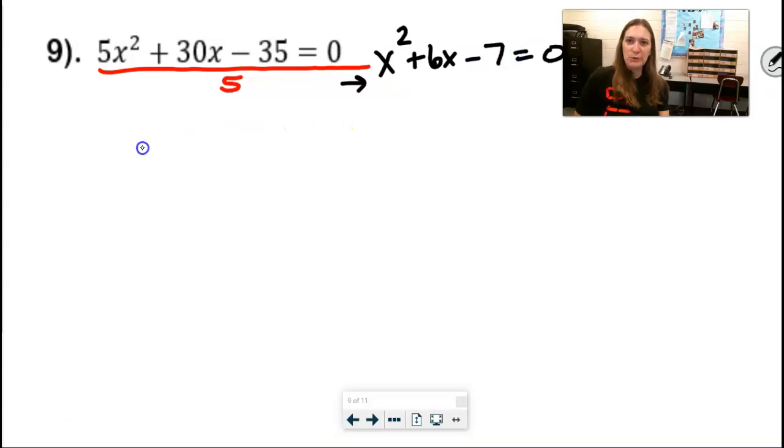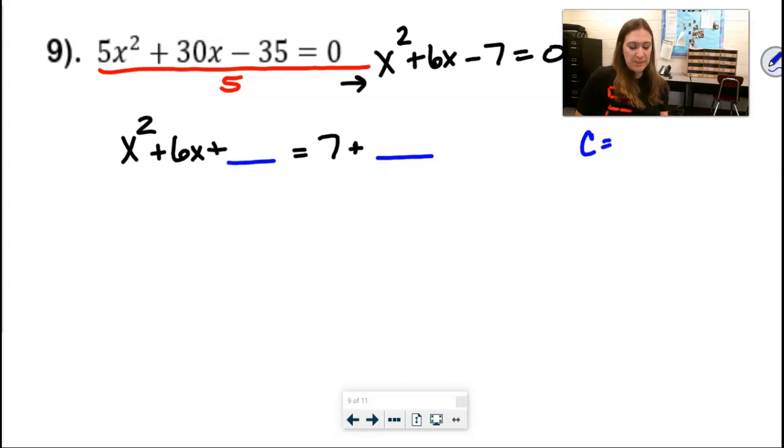And now we're going to start moving terms around. So x squared plus 6x plus blank equals, I added the 7 over, and then I'm going to add a blank here as well. So let's talk about what goes in that blank. You're supposed to take your b value, which is positive 6 this time. You're going to cut it in half, and you're going to square it. So that would be 3 squared, better known as 9.